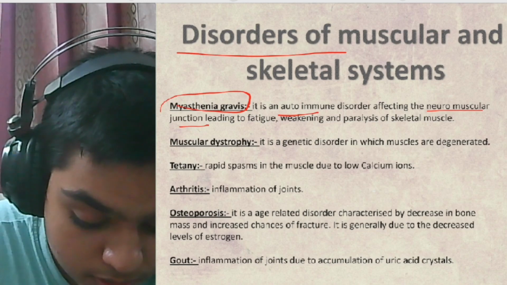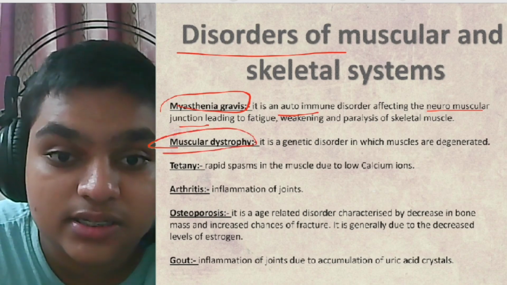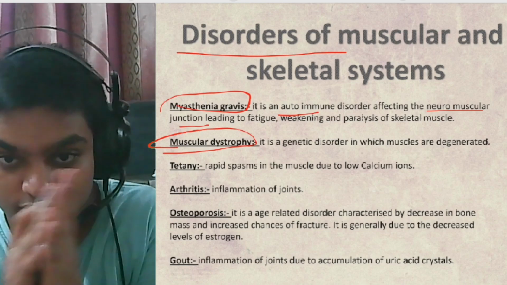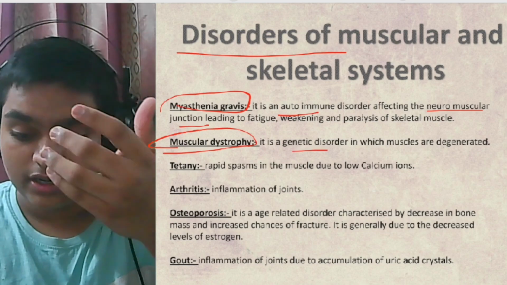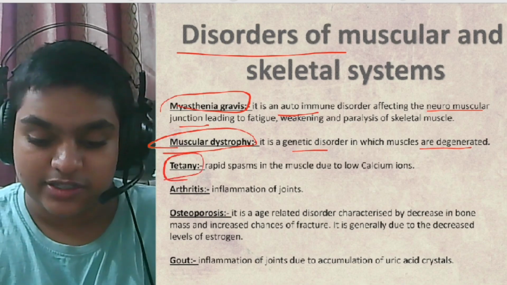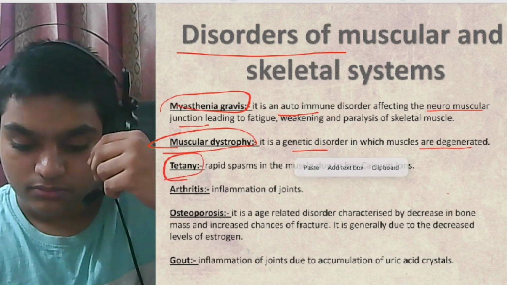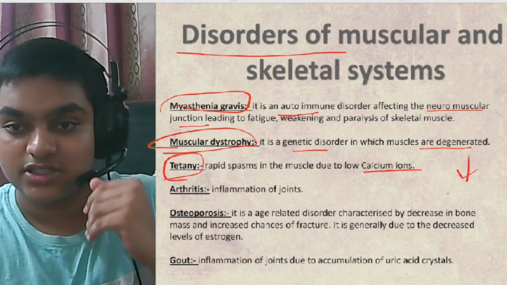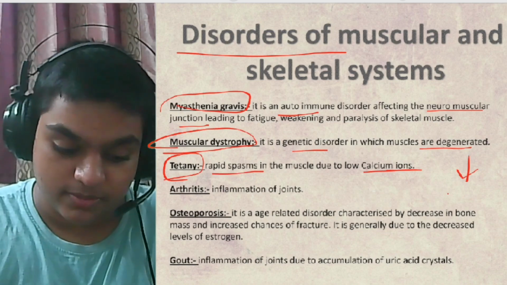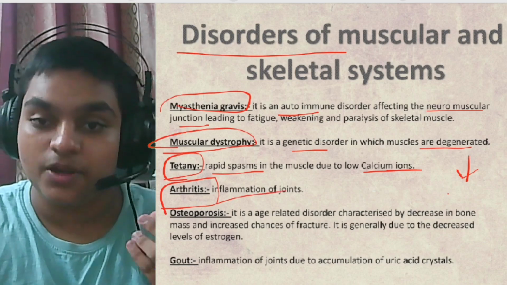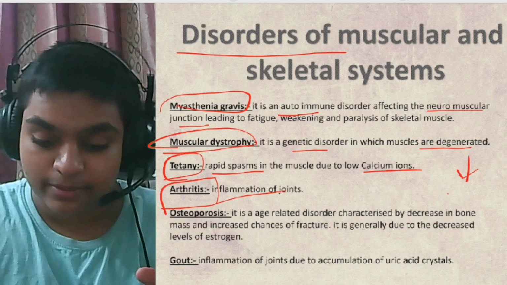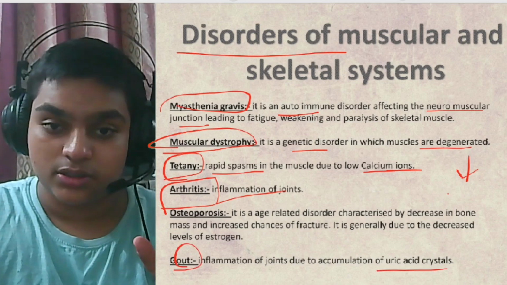We have seen that. Now coming to the second disorder, muscular dystrophy. Now remember, dystrophy means destroy. It is a genetic disorder in which muscles are degenerated. Now tetany, it is caused due to low concentration of calcium ions, and it causes rapid spasms in your muscles. Now arthritis, it is an inflammation of joints. We have another type of inflammation of joints, due to the accumulation of uric acid crystals, called gout.